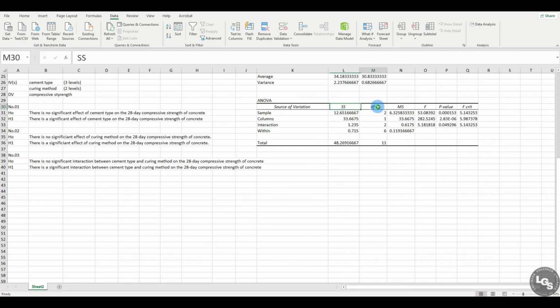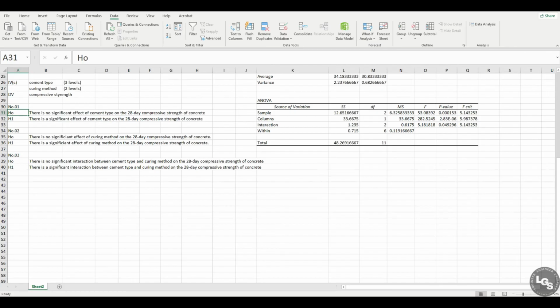Then we have the degrees of freedom. MS, the mean square. F, that is the F value from the F distribution. We have the P value or the probability. Then the critical value based on the alpha. So how do we use this table to decide whether we reject or do not reject the null hypothesis in this problem?